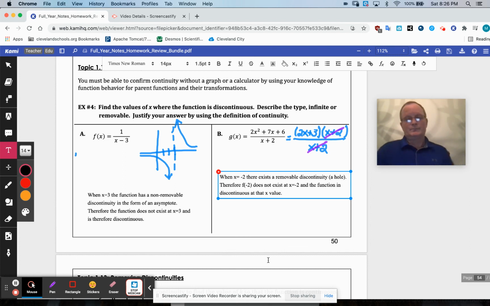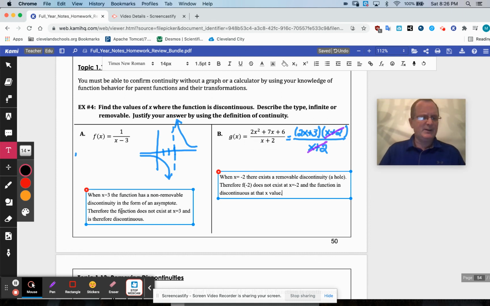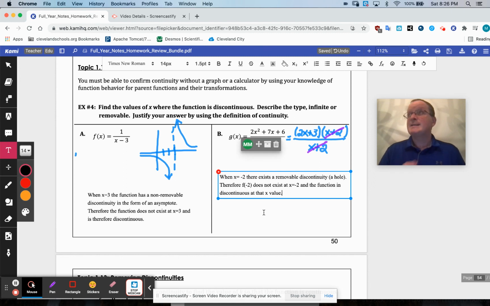So I think we said what we wanted to say. They said describe the type as infinite or removable. So we said removable, and over here I said non-removable, which is the same thing as the infinite ones with the asymptotes. And with our definition of continuity, because the function doesn't exist, that's the 3 steps. If any part of your 3 steps falls apart, the continuity falls apart.